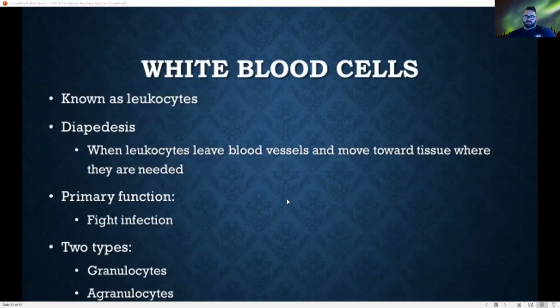What about your white blood cells? The big takeaway I want you to take from this is what their job is. When we get to the paramedic level, we can talk about how they actually do their job and get deeper into that. But at this EMT-B level, I want you to know that white blood cells' job is to fight infection.